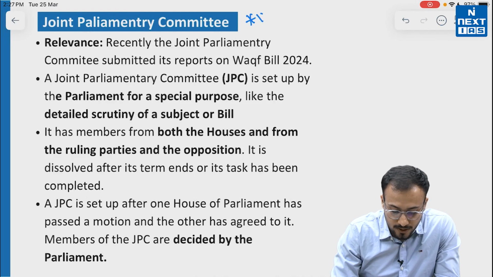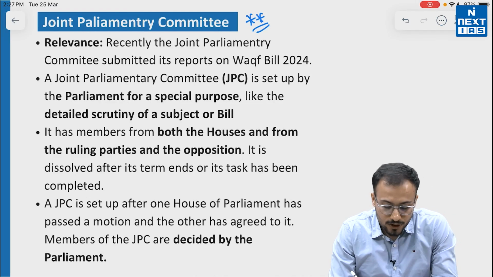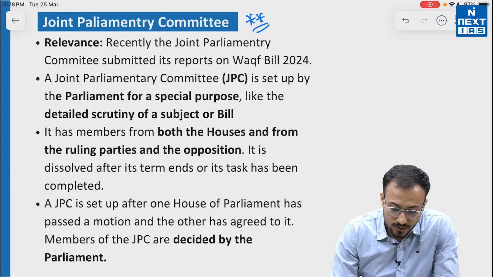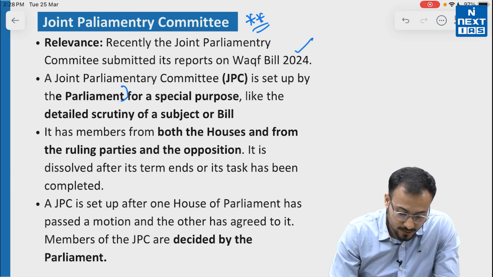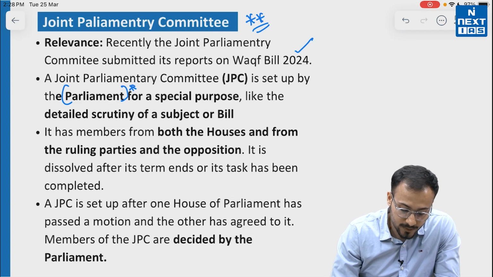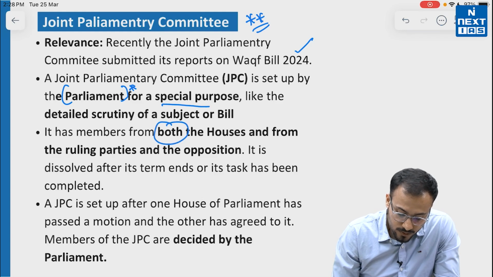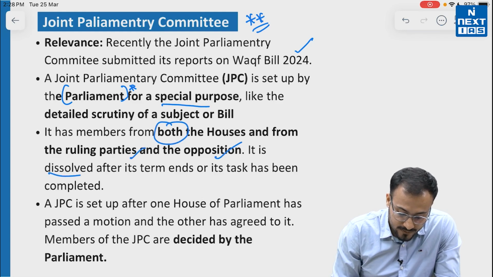Then there is a demand for a Joint Parliamentary Committee. So what is a Joint Parliamentary Committee? Recently the JPC submitted its report on the Waqf Bill. The JPC is set up by the Parliament, so to be noted, by the Parliament for special purposes like the detailed scrutiny of a bill. It has members from both the houses and from the ruling parties and the opposition. It is dissolved after its term ends and the task has been completed.